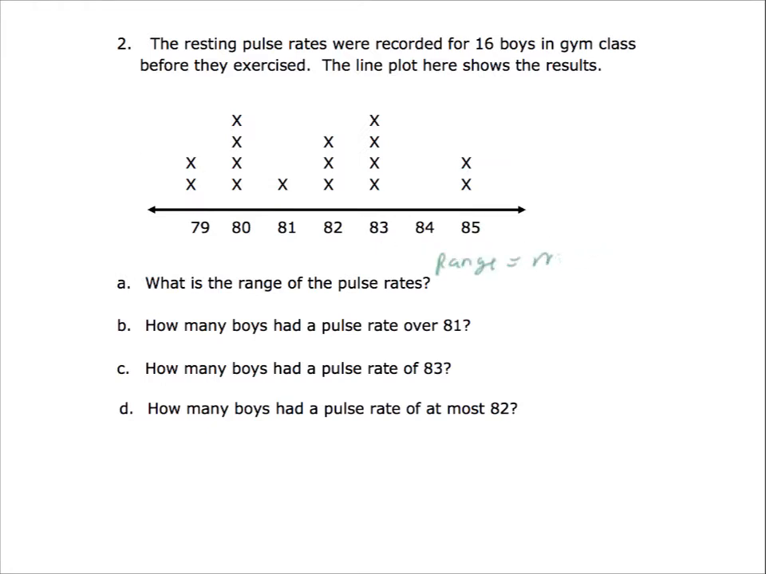What is the range of the pulse rates? Remember, that's our max minus our min value to get our range. So that's 85 minus 79. The range of pulse rates for these 16 boys in gym class is 6.